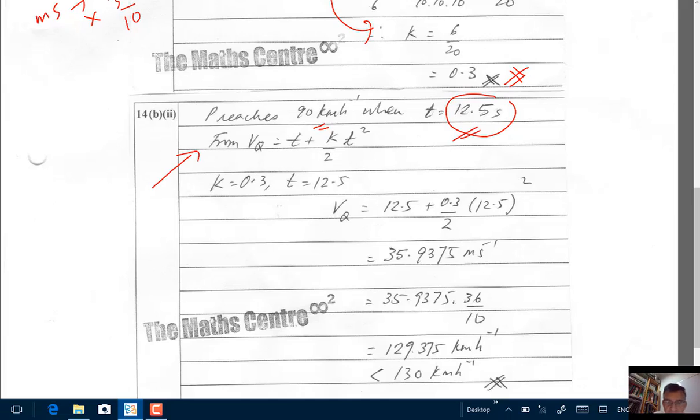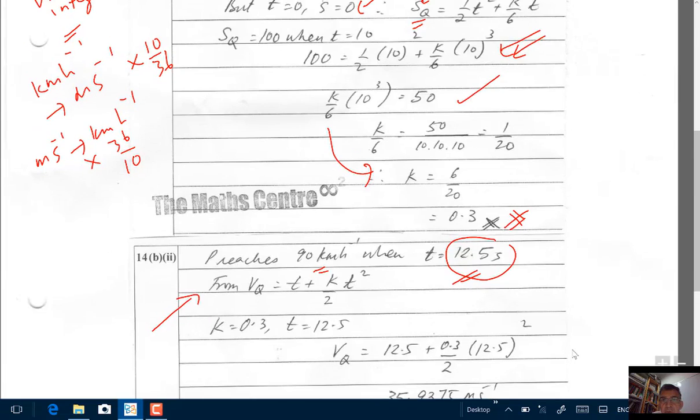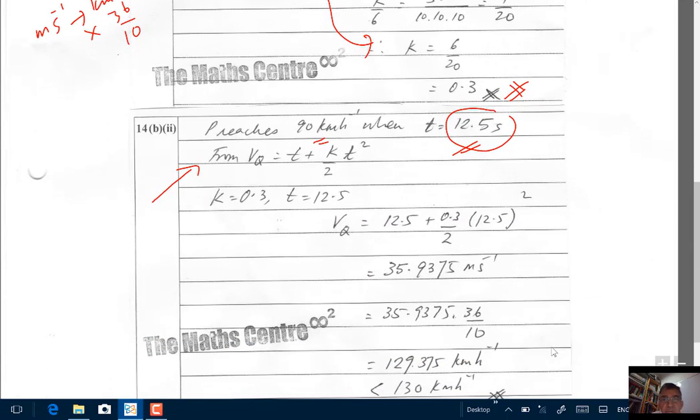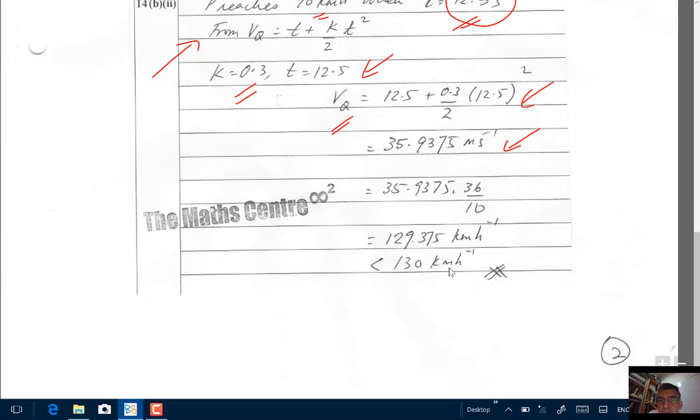So let's use the velocity function from above, t plus k over 2 t squared, except that now we know the value of k is 0.3. So I've written here t is 12.5. You can work out the velocity of Q. Plug the numbers into your calculator, and you will get 35.9375 meters per second. What do you have to do next? Yes, multiply by 36 over 10 so that you can convert it to kilometers per hour, and you'll get an answer of 129.375 kilometers per hour, which is just less than 130 kilometers per hour.